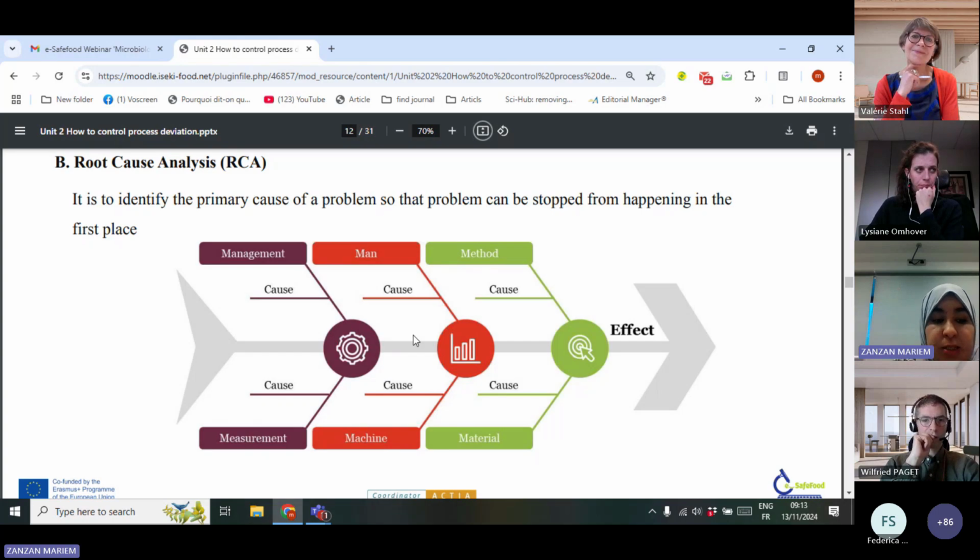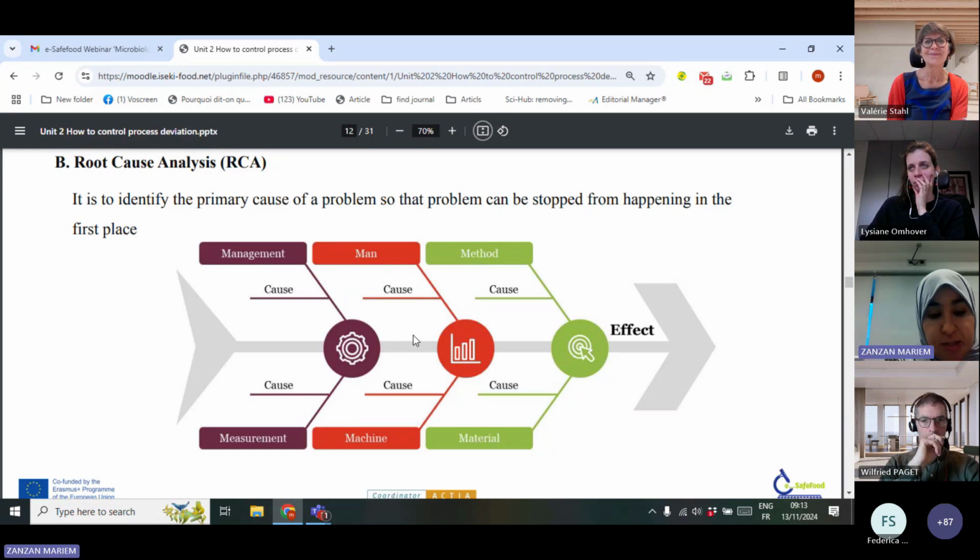So we can say that the cooling system failed. So the next question will be: why did the cooling system fail? Maybe because the compressor was not functioning well. So the fourth question will be: why did the compressor not function properly? So maybe it had not been maintained. So the last question will be: why has it not been maintained?